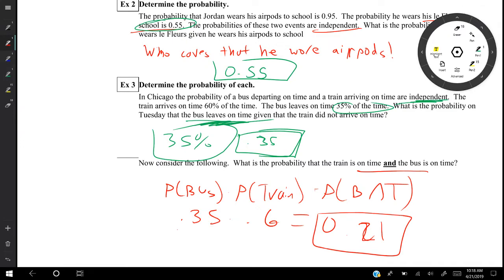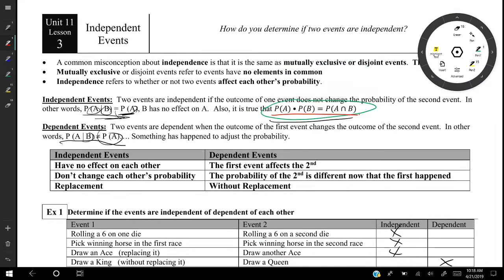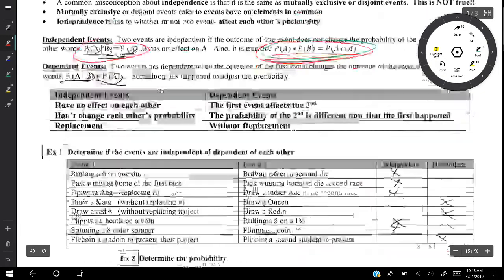That is a little subtle thing, and you're just going to have to know that sometimes that's going to come into play for independent events. Oh, wait a minute, that's true. These are the two big things you want to remember for independent events.